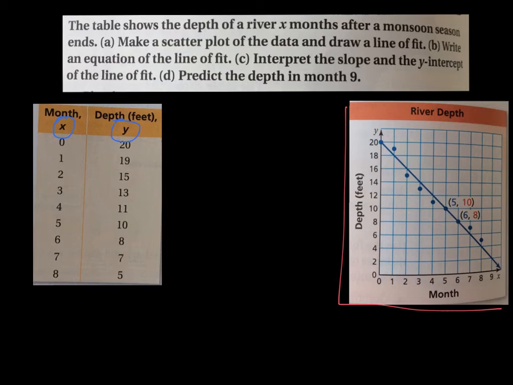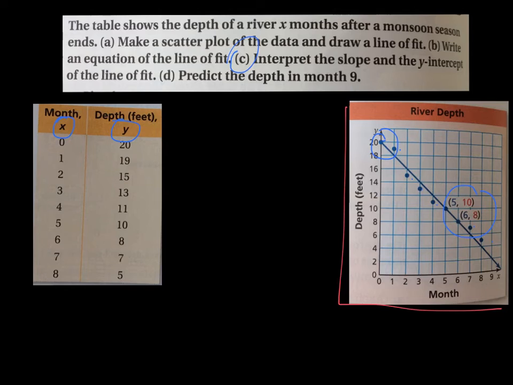So think about it. You want half your data points below, which we have like 1, 2, 3 on this side, and 1, 2, 3 on that side, and going through one of the points there, right? So it's about half and half of the points on each side of the line. And the line does go through a few of the points, right? We have 5, 10, and 6, 8 there. So let's just use those two to find our slope. And then use the slope and the y-intercept, which we can see right here is 20, right? And we can write our equation of the line. And at that point, you can head to C, interpret the slope and the y-intercept of the line of fit.